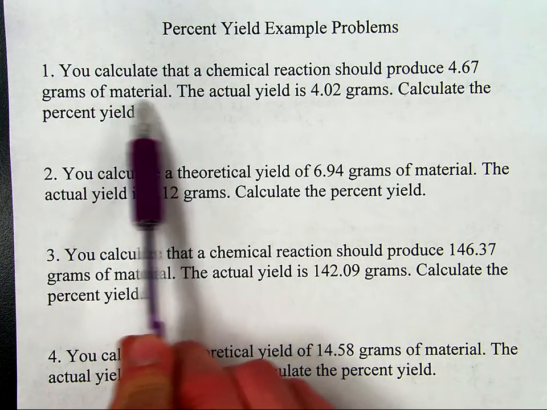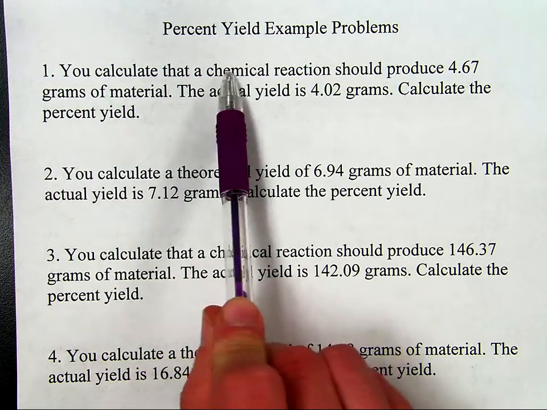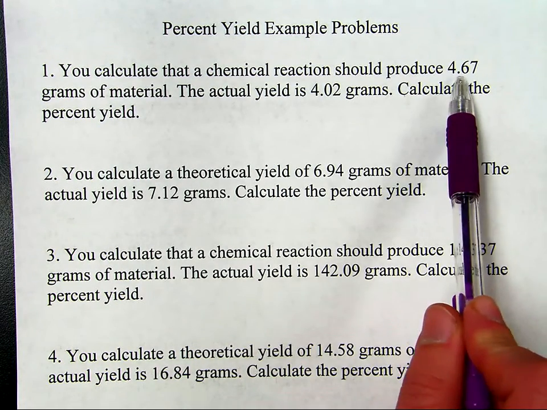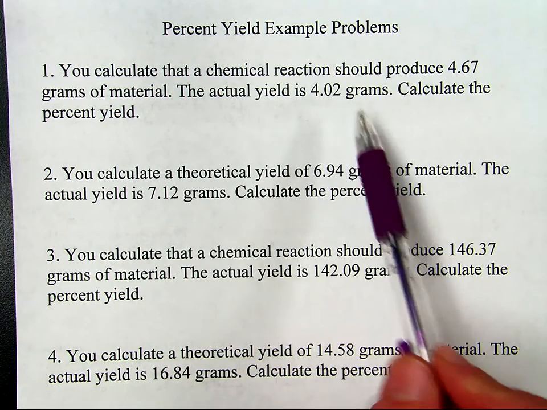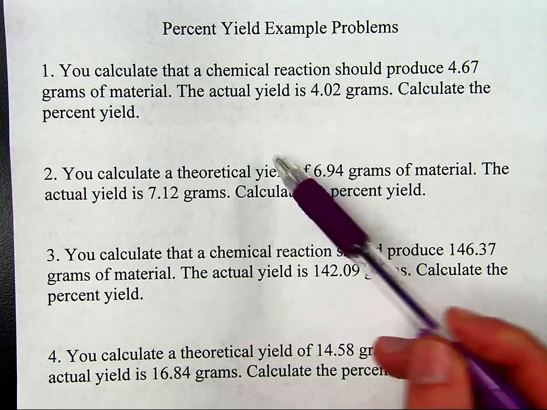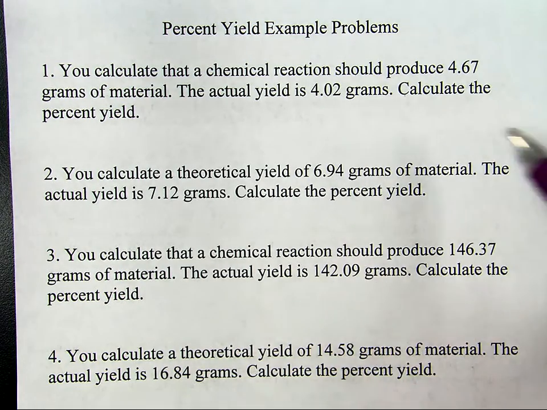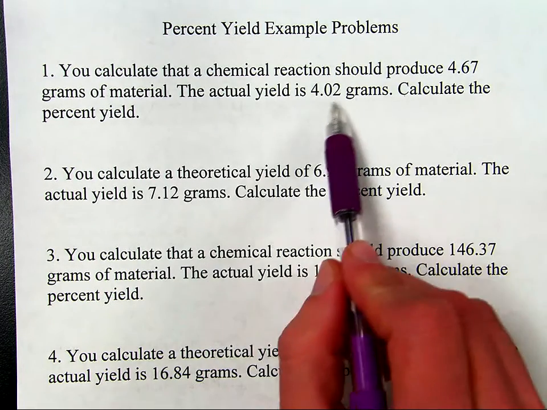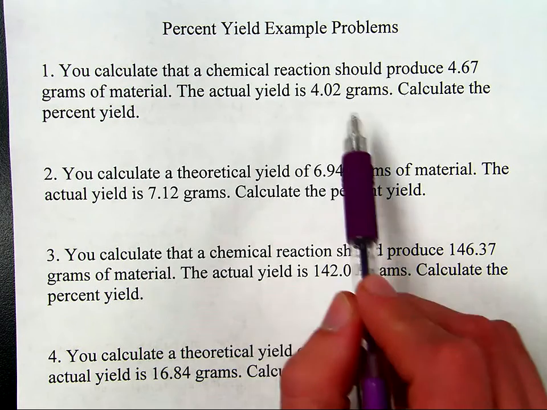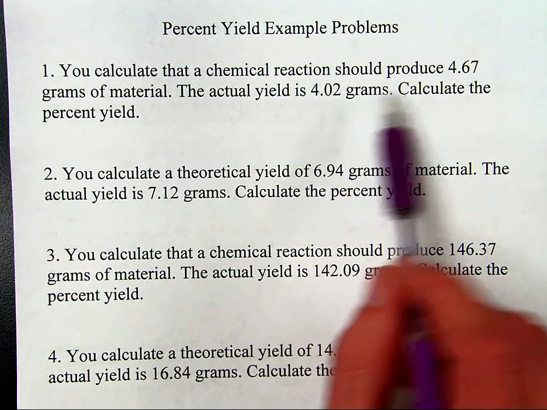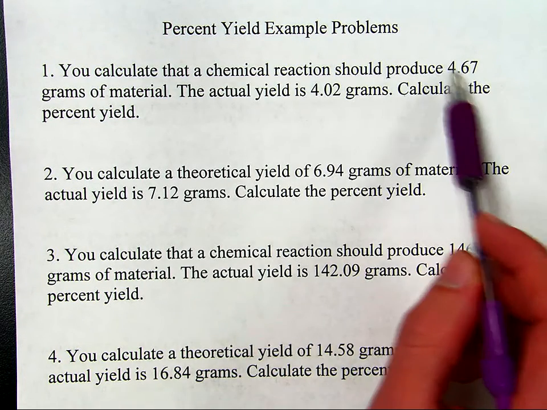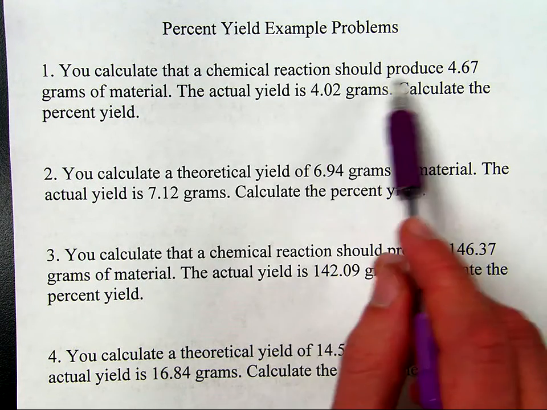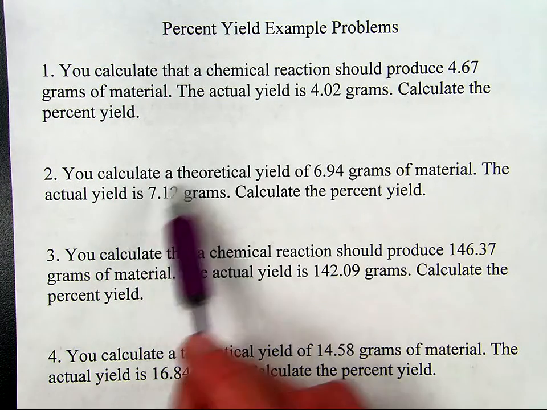So looking here, we see two numbers. How much you calculate it should make, 4.67 grams, and the actual yield. Because the thing is, chemistry, like life in general, is messy, where you don't always get what you expect. So this is what you expect to get, and this is what actually comes out of the chemical reaction. A percent yield is basically saying what percent this is of what you were expecting to get. Sometimes you can actually get less than what you're expecting, which is what happened here. Sometimes you can get more than what you're expecting.